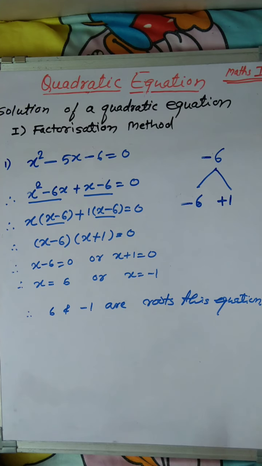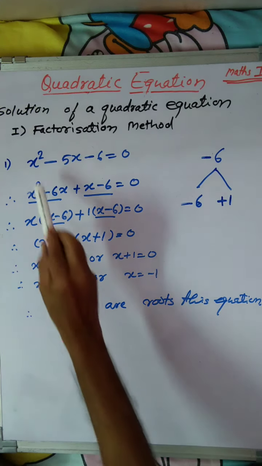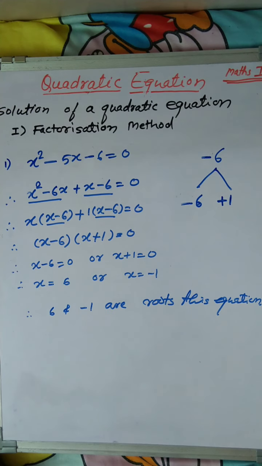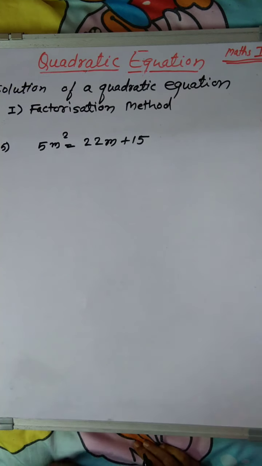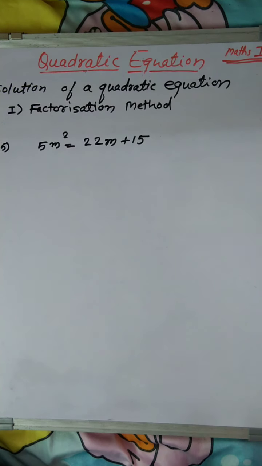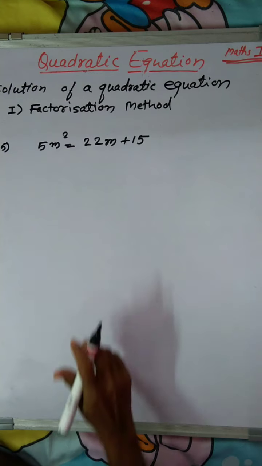Okay, we can solve any example like this in our book. Now we take another type of example where the coefficient of x square is not 1. Now we see the fifth example. There are 4 examples we see. Now this is the fifth example. Solve the following quadratic equations.